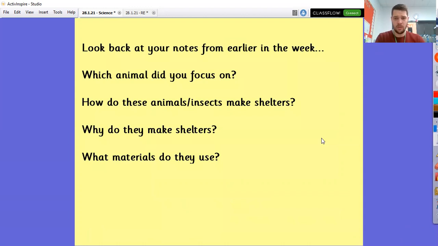What I would like you to do after you've set that experiment up, hopefully you've got those resources there in your house. Can you look back at your notes from earlier in the week? Which animal was it you focused on? Was it a bee? Was it a beaver? Or was it a termite?